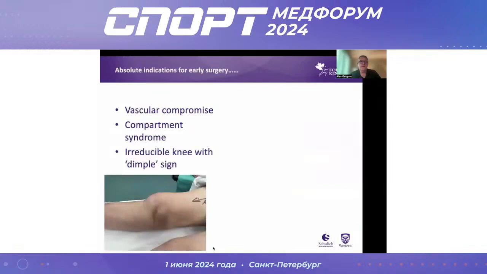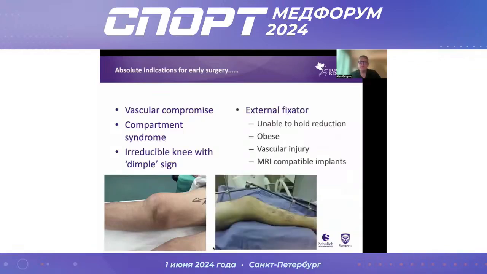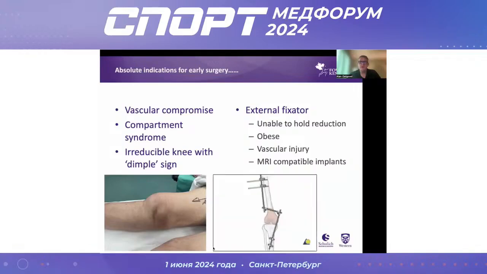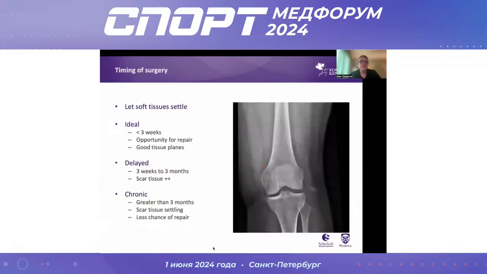Absolute indications for early surgery include vascular compromise, compartment syndrome, open injuries, and of course this irreducible knee with a dimple sinus and incarcerated medial ligament, and must not be missed as it can be a devastating injury. We try not to use external fixators when possible, particularly if not able to hold a reduction, or that's very helpful in the obese patient. When there's a vascular injury, it's important that we use MRI compatible implants, and we try and avoid putting the implants through the quadriceps. So keep them lateral on the femur and then medial on the tibia to try and avoid the quadriceps, the extension mechanism.